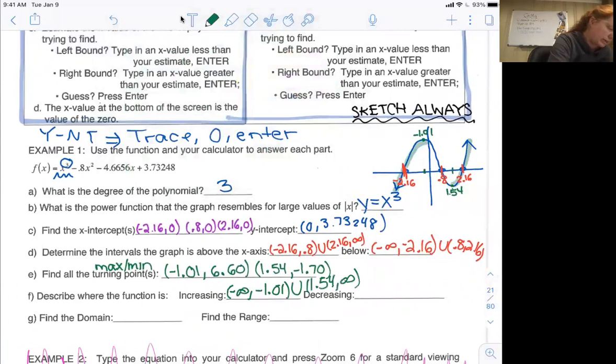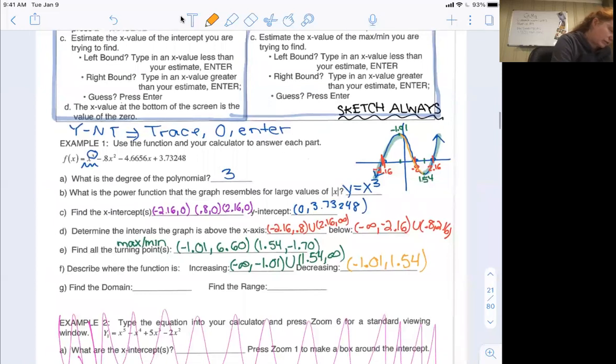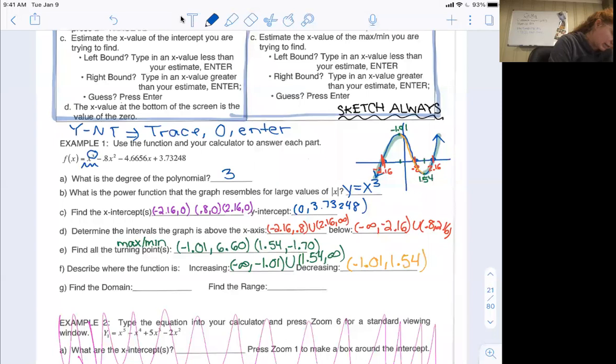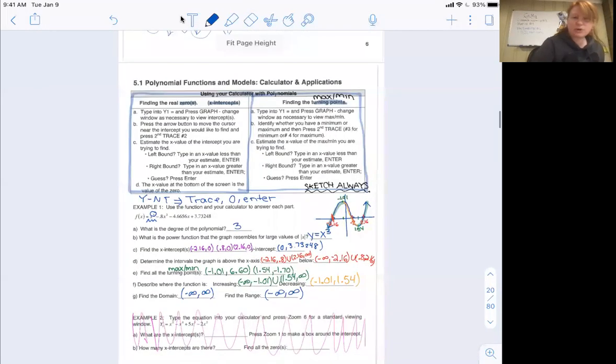Decreasing, there's only one decreasing section, and that's in the middle. It's going down from left to right here. So I'm going to list that between the 2 x values, -1.01 to 1.54. The domain for this one, very simple, is entirely left to right, so it's -infinity until infinity. And the range of this entire function, lowest to highest, again, is -infinity until infinity. So we'll practice that again in class, and I will see you then.